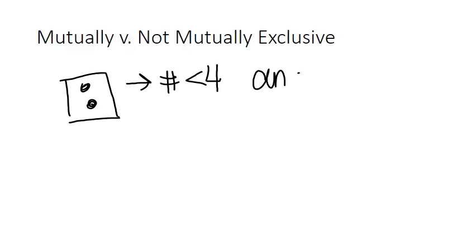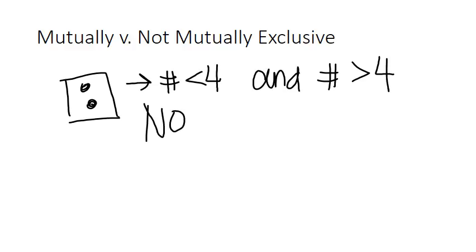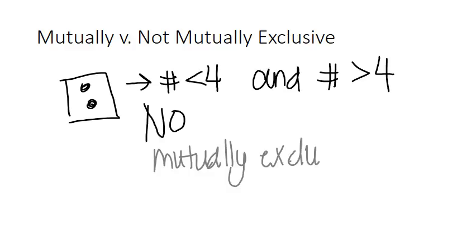Alright, and the last one. Can you get a number greater than 4 and a number less than 4 at the same time? So if I roll a 2, can this be a number less than 4 and at the same time a number bigger than 4? Can that ever really happen? No, and because that's a no, then we have to say that these definitely are mutually exclusive. You cannot be bigger than 4 and smaller than 4 at the same time.